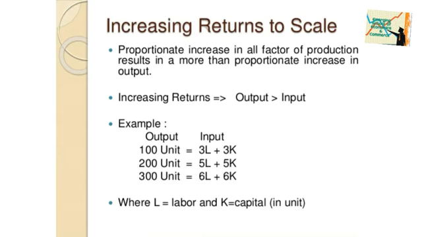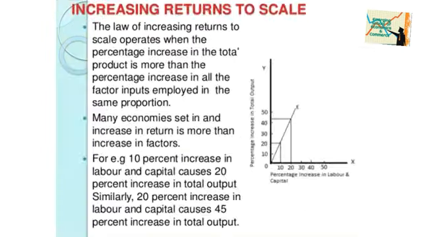When we discuss increasing returns to scale, a proportionate increase in all factors of production results in a more than proportionate increase in output. Increasing returns to scale is said to occur when output is greater than input. L is called labor and K is capital. The law of increasing returns to scale operates when the percentage increase in total product is more than the percentage increase in all the factor inputs employed in the same proportion.